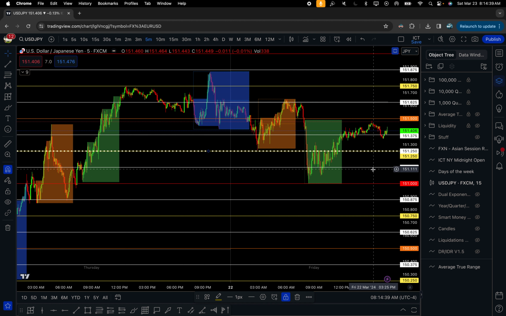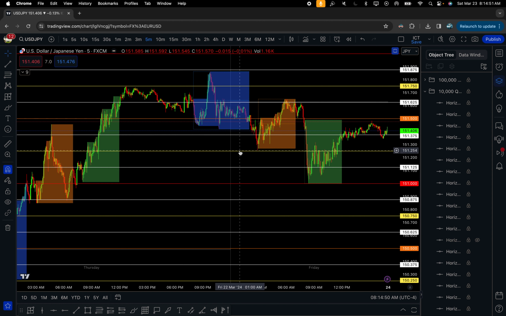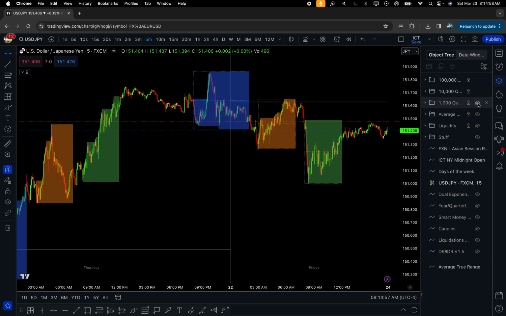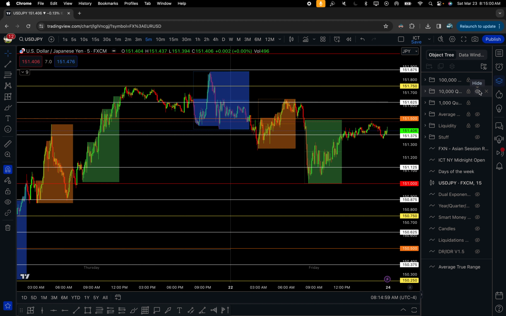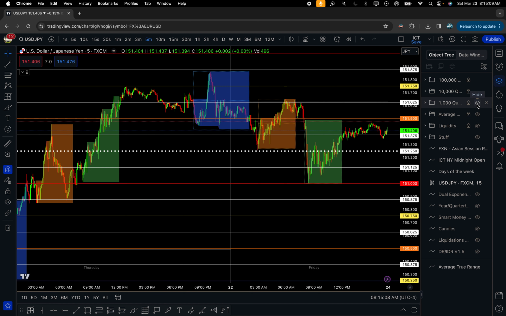But these levels, oops, look right here. I got an overlap right here. So what I do to fix this is I find out, I think it's in here. Okay, hide that, delete that. Now, hold up. Yeah. See, we're all good now.